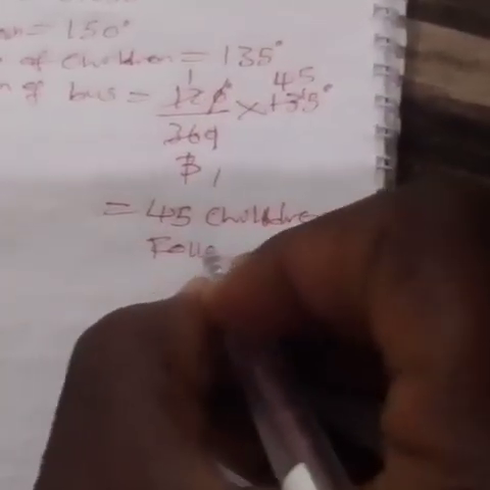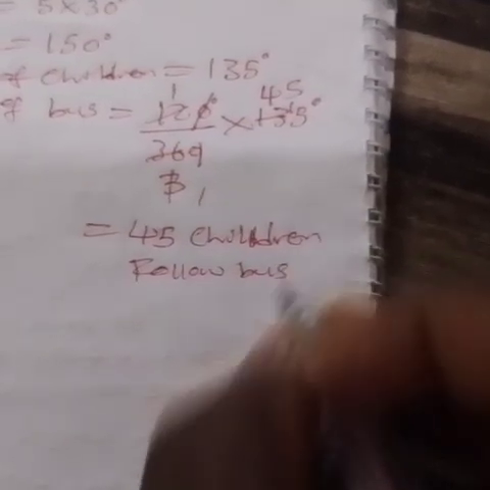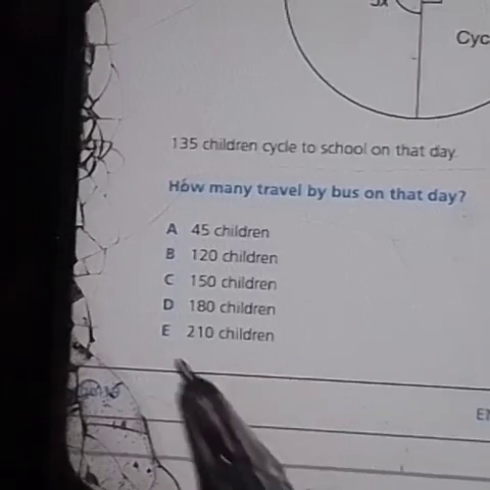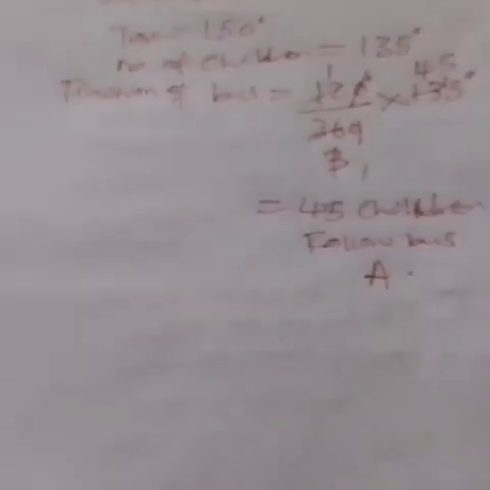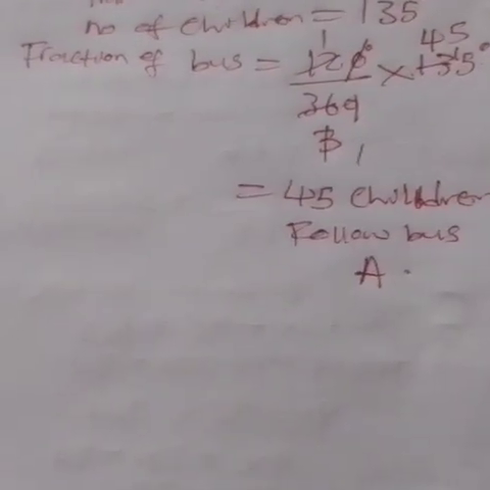For bus. Then we go to the options to check which is the answer. You can see A 45 children, B 120, C 150, D 180, E 210. So the correct answer is what? A, which is option A. Then we'll pick option A. So that makes us get to the end of the question tutorial for today.